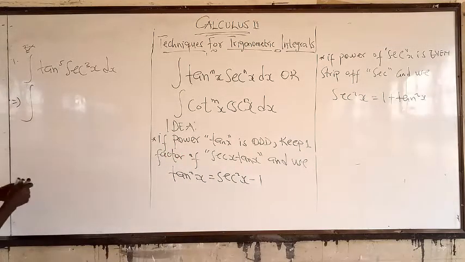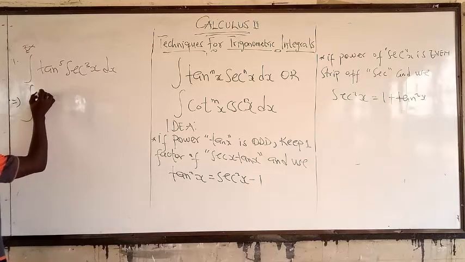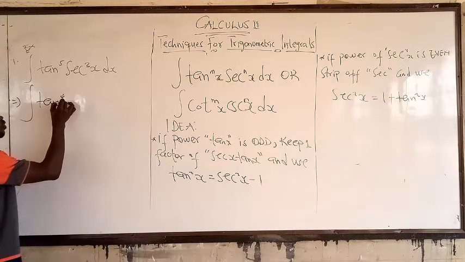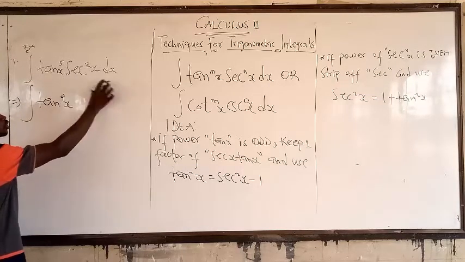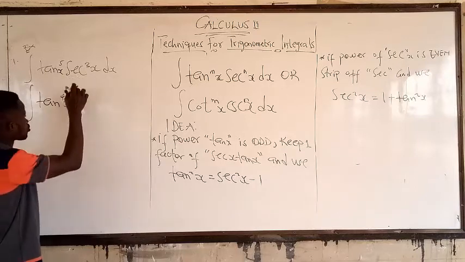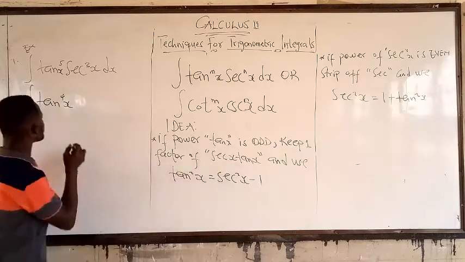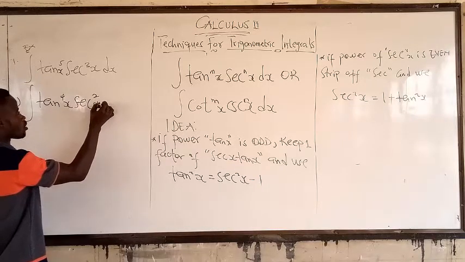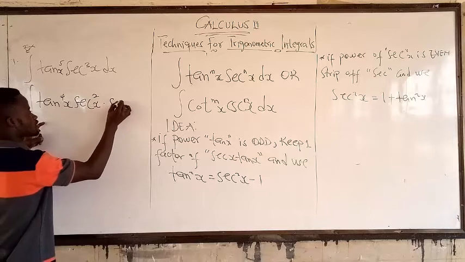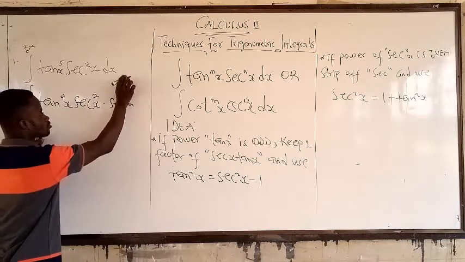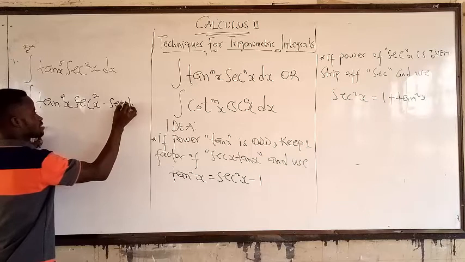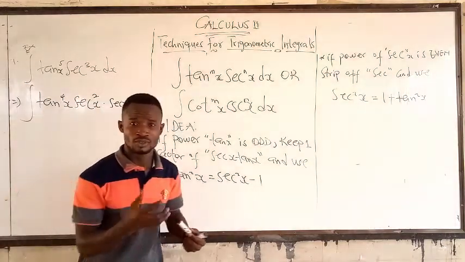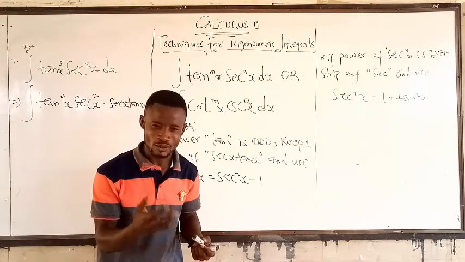Here, this is the same as: you push one of this out, so you get power 4. Push one of this, and the sec also, so that you can get it. So here will be sec x raised to the power 2, and then we are left with sec x tan x dx. Do you know why we are doing that? That is what you need.